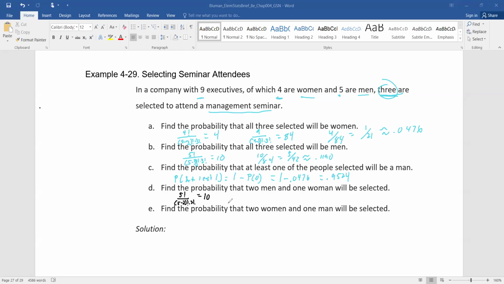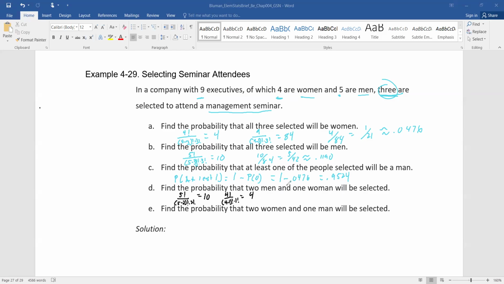And then on the flip side, I would have for my women, so that's 4 factorial over 4 minus 1 factorial times 1 factorial. So that actually comes out to 4 ways again of choosing 1 woman. So there's 4 ways to choose 1 woman, 10 ways to choose 2 men.